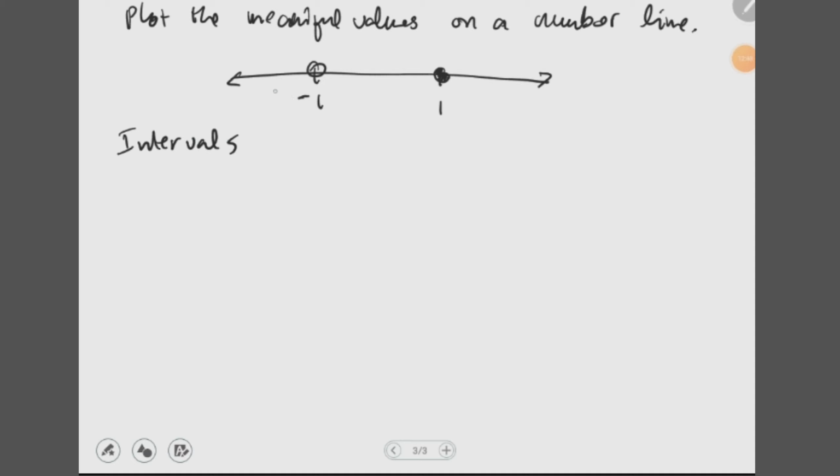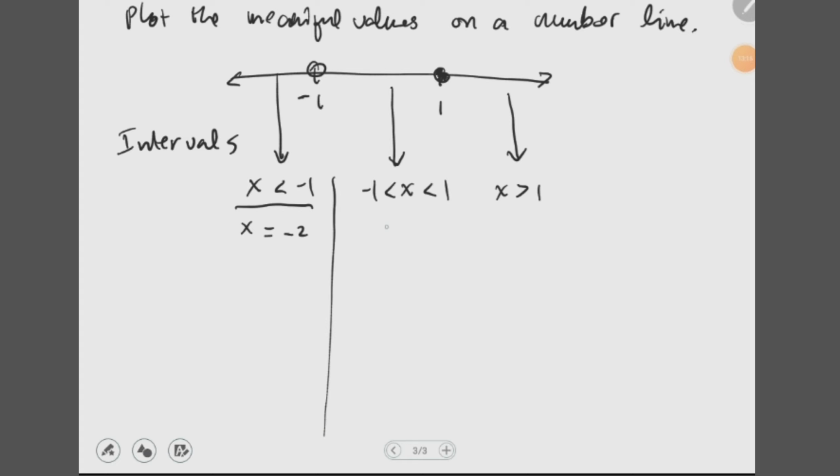Okay, so now let us list down all the intervals that we have. So here we have x that is less than -1. In the middle we have x that is greater than -1 but less than 1. So in the right we have x that is greater than 1. So after, we're going to assign a value in each interval. So here we are assigning -2. In the middle, we're going to assign x equals to 0, and then to the right we have x equals 2.